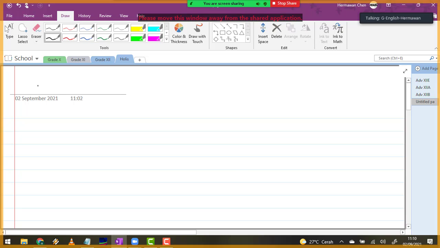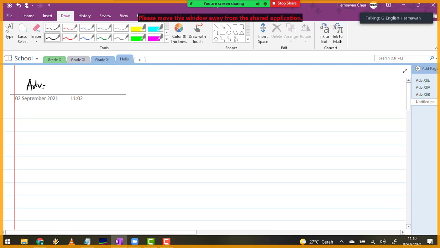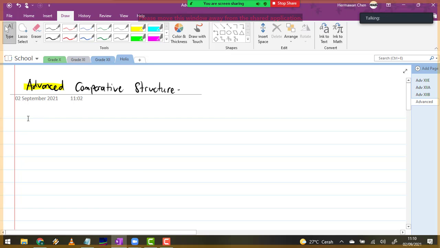For this meeting, I'm going to explain advanced comparative structure. Look at the naming, guys. Advanced means the level is already high. But before moving to the upper level, let's start with the basic level.